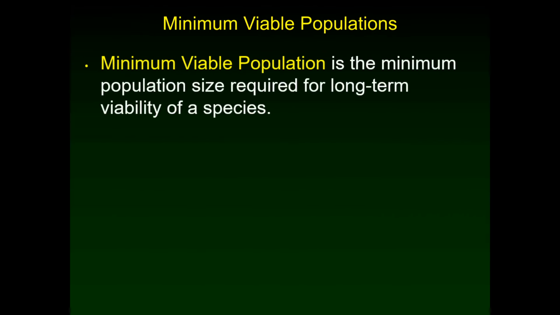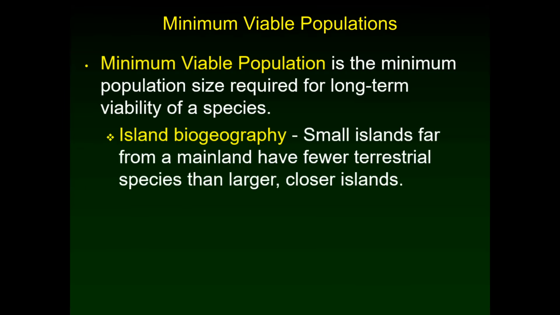Minimum viable population is the minimum population size required for long-term viability of a species. So thinking about the rhinos where there's only 2 left and both are females, it's obviously not great for the minimum viable population. There's also the theory of island biogeography. So small islands far from mainlands have fewer terrestrial species than larger, closer islands. This is always a big question for the AP exam, so pay attention to that. Which island would have more biodiversity? And it's always the one that's larger and closer to the mainland rather than one that's smaller and further away.